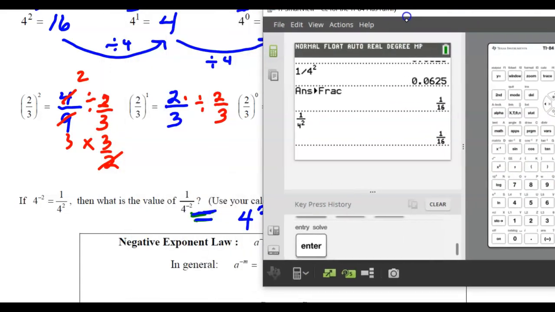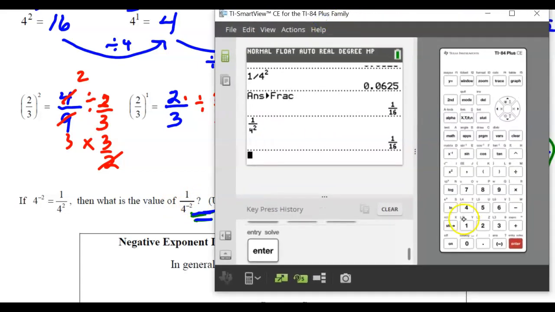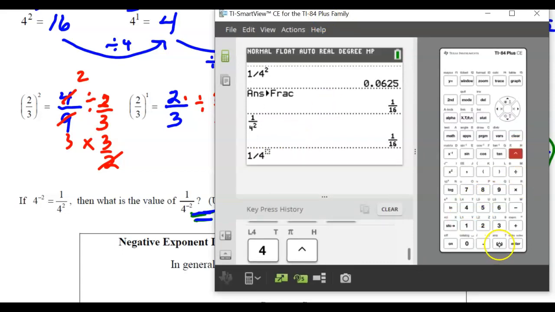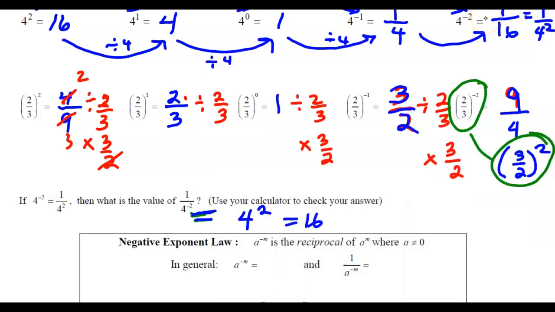Okay, so now what's the value of 1/4 to the -2? So 1 divided by 4 to the exponent -2. It's 16. That's what we thought it was going to be. So we just checked it. Okay.